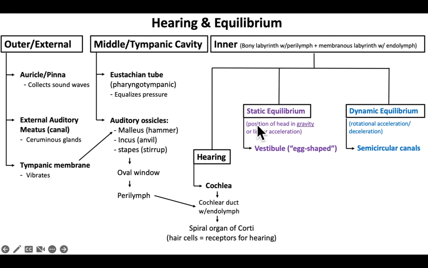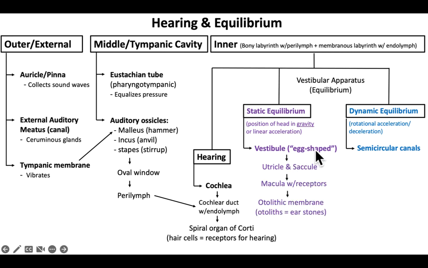In purple text is for static. So remember, it's the position of the head in gravity. The structures are housed in the vestibule. They're known as the utricle and saccule. The vestibule is often referred to as egg-shaped, and in that egg-shaped vestibule are these two sacs. These sacs then have the otolithic membrane. We're not going to talk about the macula of the vestibule, but shifting of the otolithic membrane is what is detected as a change in gravity. So all the things in purple, think of static.